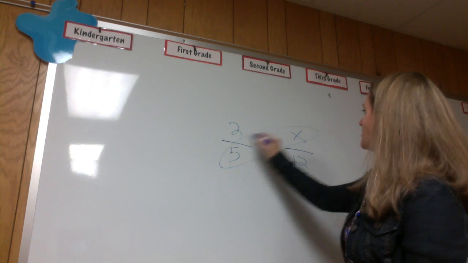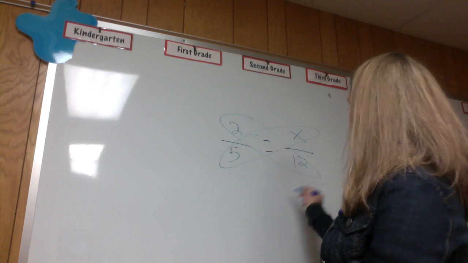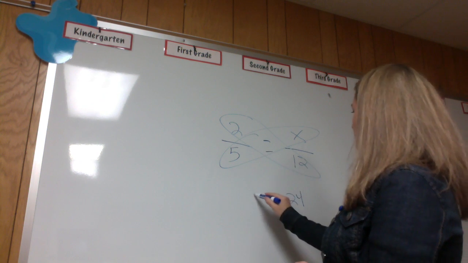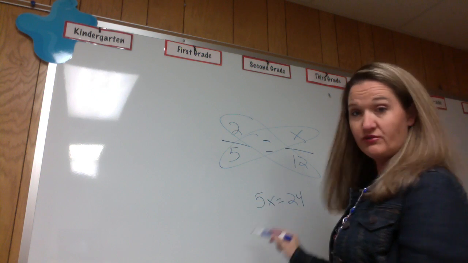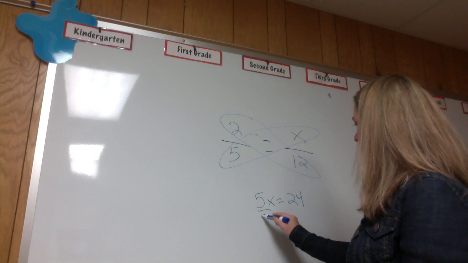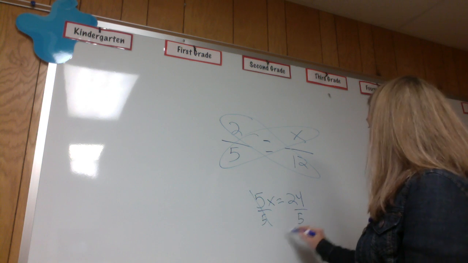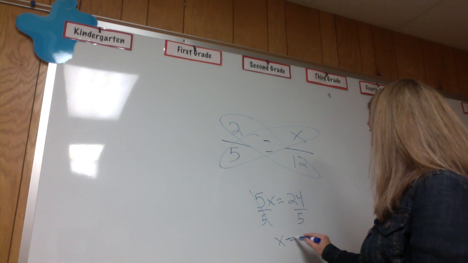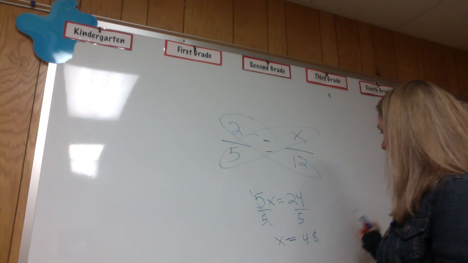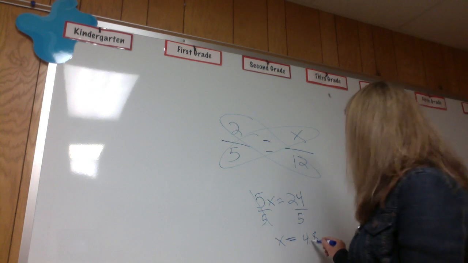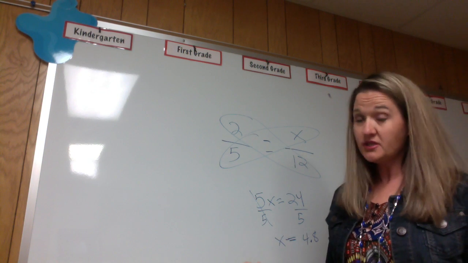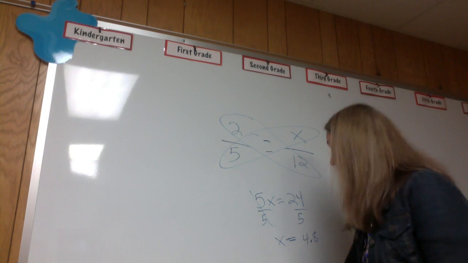Remember with cross products, we multiplied across, so we did 2 times 12, 24, 5 times x, 5x is equal to 24. And remember at that point, then we used algebra to solve for x, divide by 5, divide by 5, x is equal to 4.8 would be the answer, 4.8. All right, so I just wanted to review cross products because you will need to know how to do this in order to find the percents.